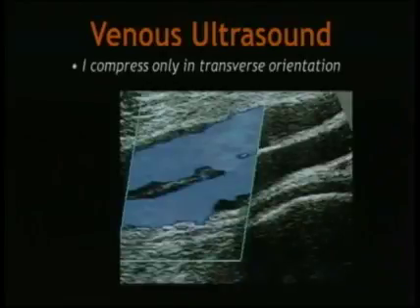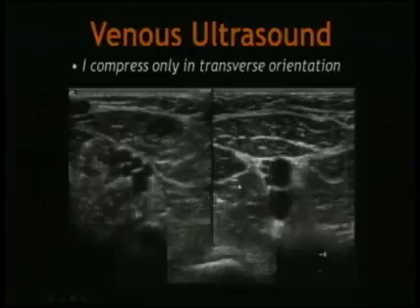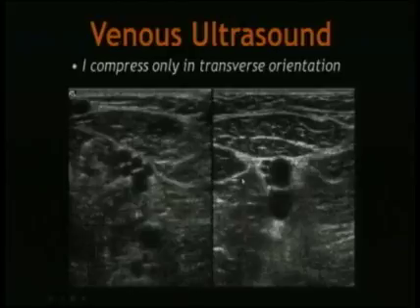Also, I compress only in the transverse orientation and do most of my evaluation in the transverse orientation. Here we have a very nice image of a duplicated popliteal vein with a normal, again, color flow appearance. However, what we don't see in this plane is a third vessel where there is a tail of thrombus extending into the popliteal vein. And again, if you had not evaluated this patient in another plane, this would have been missed. However, if you were evaluating this patient transversely, which is what our protocol calls for, it's almost impossible to miss the presence of a thrombus.